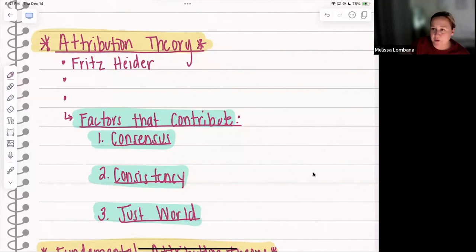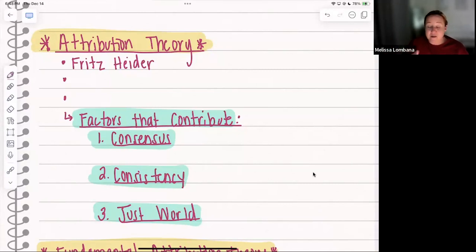So for example, if I meet somebody and they're mean the first time, I might be like, oh, okay, maybe it's the day or whatever. But every time I meet them, they're really rude. I'm going to start believing that it is them, that it is an internal factor, right? They're consistent with the same behavior.